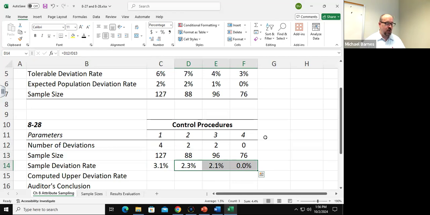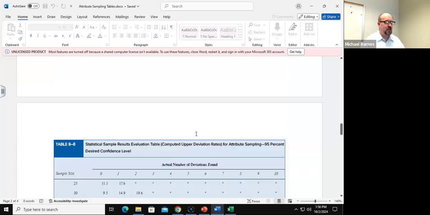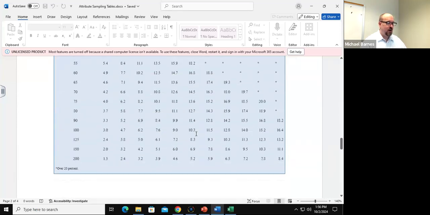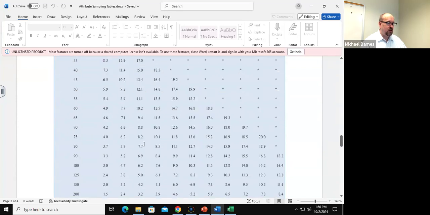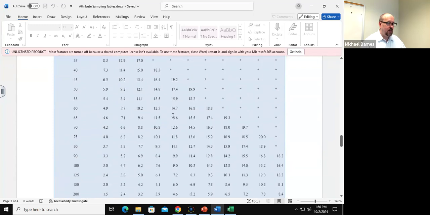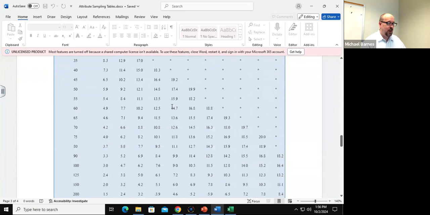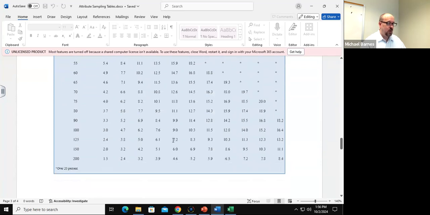Now, we can use that second set of tables to determine, based on the number of deviations and our sample size, what our computed upper deviation rate is. And part of the reason that I want to use IDEA today is because we're going to find that this is not particularly effective, because some of our numbers don't really have good round results. So I'm going to say I found 4 deviations. This is for confidence level 95%, which is our third table. I found 4 deviations in a sample of 127, and 125 is about as close as we can get. So we're going to say 7.2.